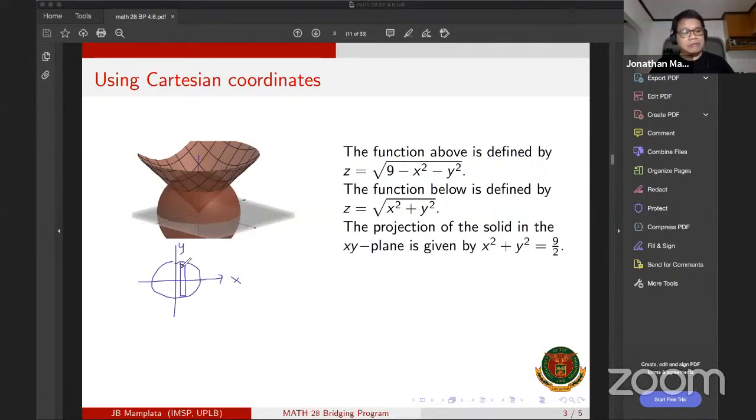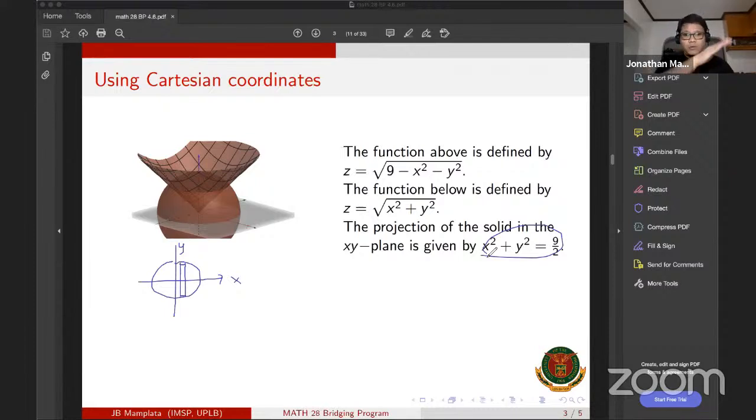Yung function below natin will be a function of y in terms of x also. From this equation, x squared plus y squared equals 9 over 2, isosolve natin yung value for y. Pag isosolve natin yung value for y, you will be having two equations. One is square root of 9 over 2 minus x squared. The other one is negative square root of 9 over 2 minus x squared. And those will be your bounds for y.